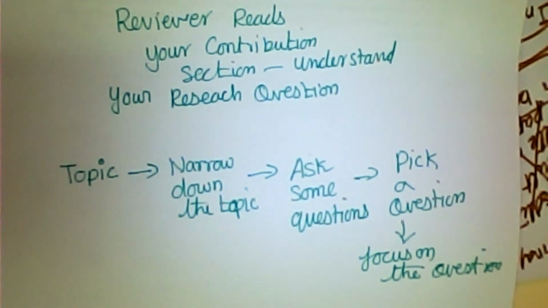Okay. So now I'll give some examples. I'll just go to any article. You see how I'm making a topic, and from that topic, how I am narrowing down, and I'll ask some questions and pick a question and focus on the question. This is how I'm going to do it now, so that you can understand a very important thing, how to do this. Okay.